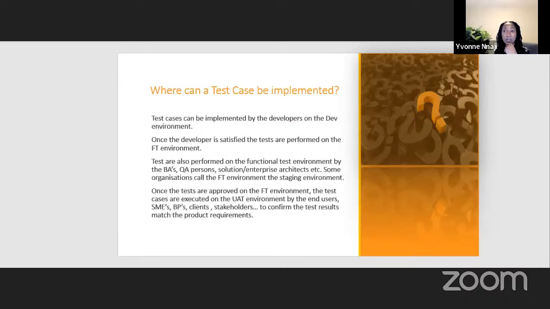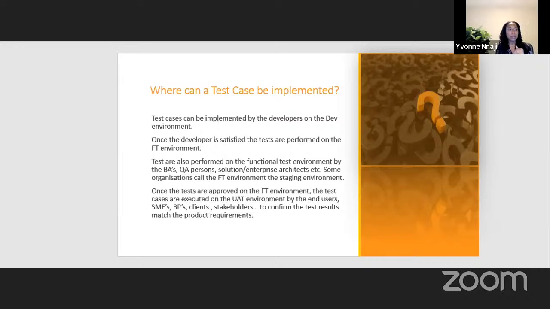On the functional test environment, you have the QA persons, you have the BAs, you have the solution architects, enterprise architects, all doing their tests over there. On the user acceptance test environment, we have the end users performing tests there. We have the SMEs, we have the stakeholders, the clients, however, as long as they have access to that environment, and all they're doing is confirming that the test results match product requirements. So basically, it's three environments here: functional test environment, development environment, and then the user acceptance environment.